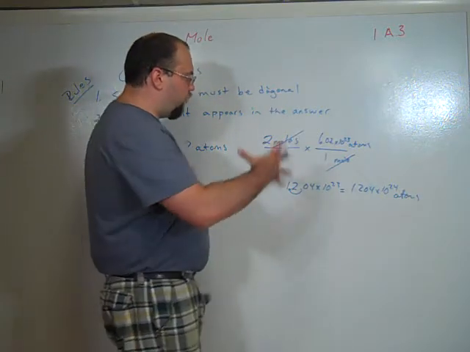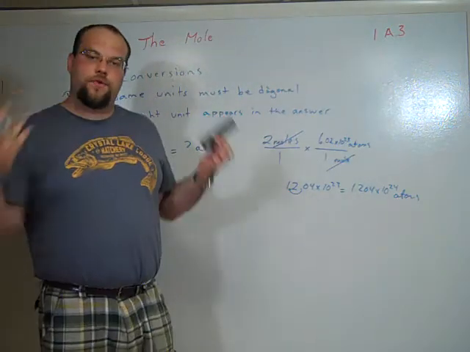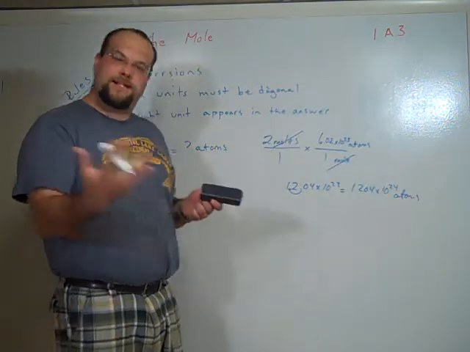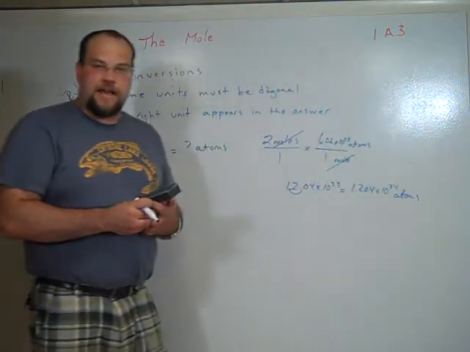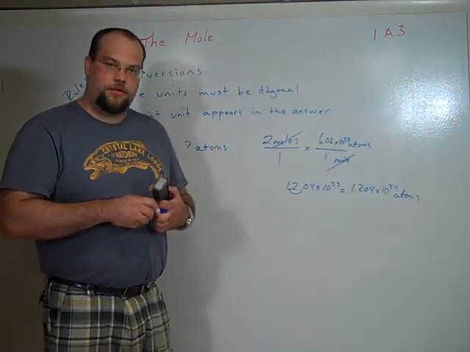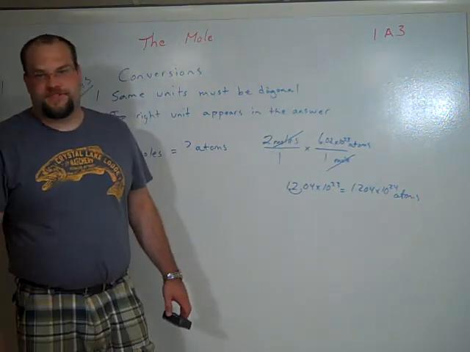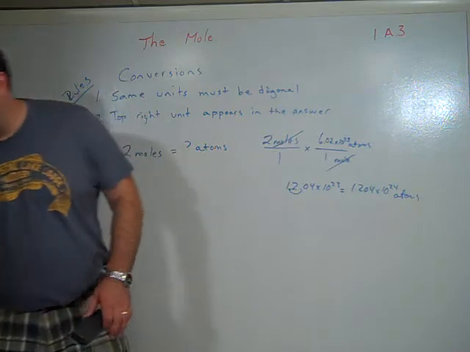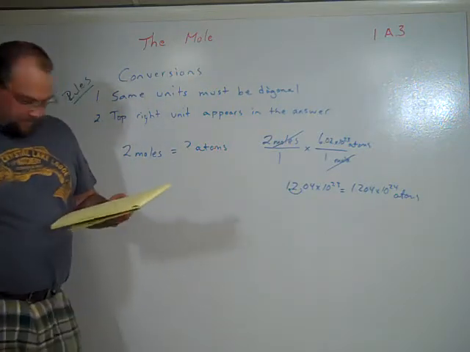Okay, so the quantity hasn't changed, just the unit and the number. But the quantity is still the same. This is exactly 2 moles. I haven't changed the quantity at all. I've just multiplied a number by 1, essentially. Okay, so mathematically we're really not changing a whole bunch of stuff. All right.